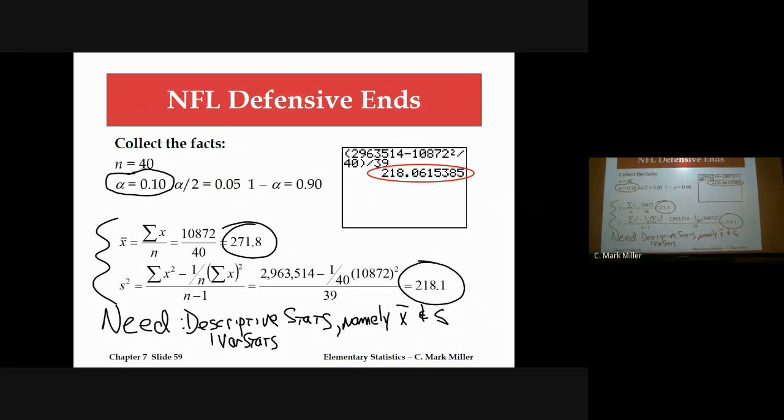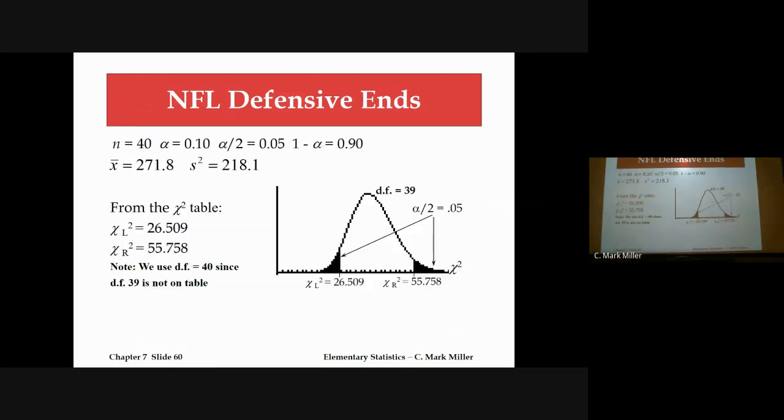These are the two descriptive statistics from before. And this right over here is our s squared. This is our sample variance right here, 218.1. Remember that? It's actually that thing right there.